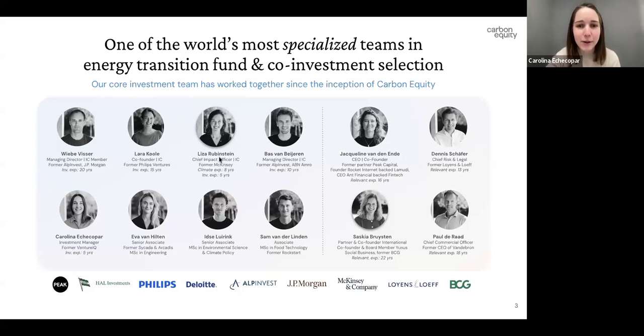For sure. So yes, indeed, the 8 people on the left of the dotted line is our full-time investment team. The 4 people on the top of that are our IC members. And so Viwe Visser, who was supposed to be here for the webinar today, leads our team. He's our chief investment officer. His career started at JP Morgan, where he was in the investment banking team for 6 years. And then, before Carbon Equity, he was at Alpinvest, which is the fund investment arm of the Carlyle Group.